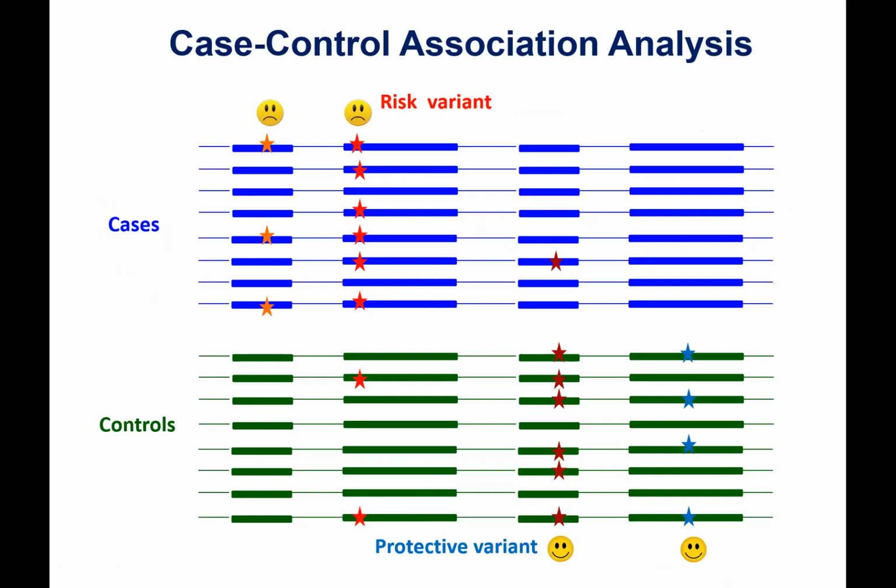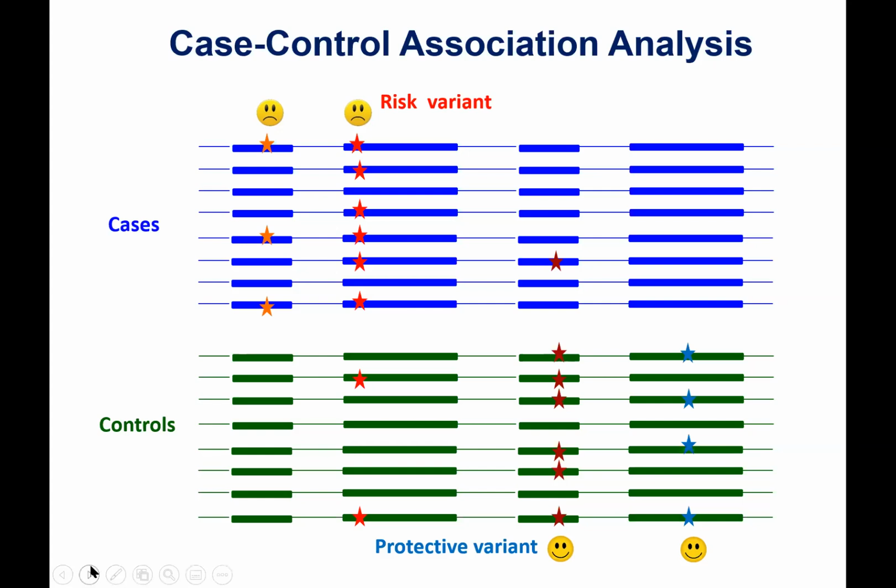And on the other side, we also want to identify variants only present in healthy people, or maybe enriched in healthy people. This variant we call the protective variant, but it is also very important because it can be the target for drug design.